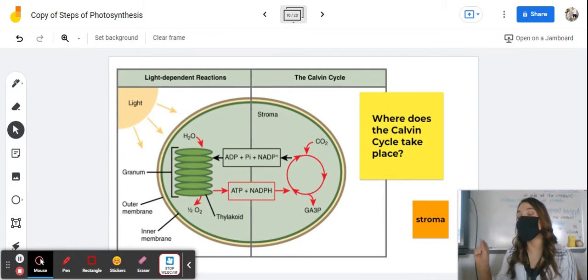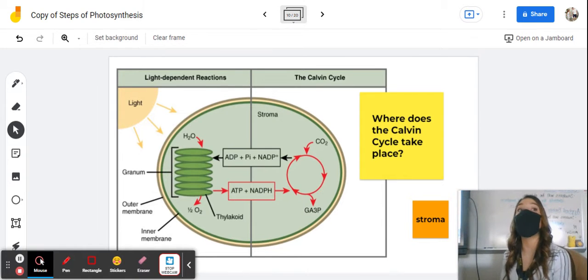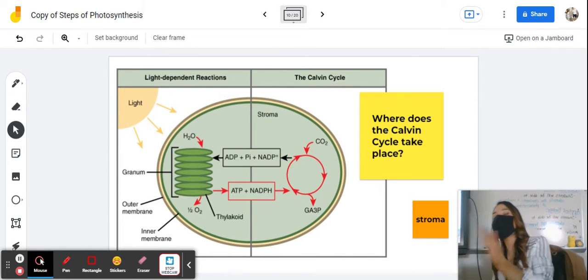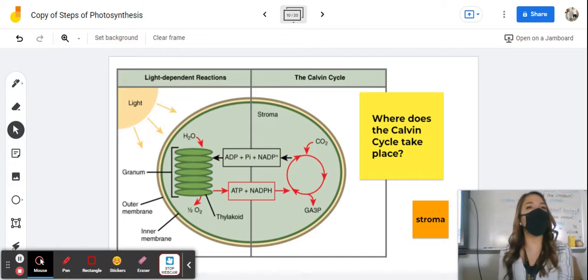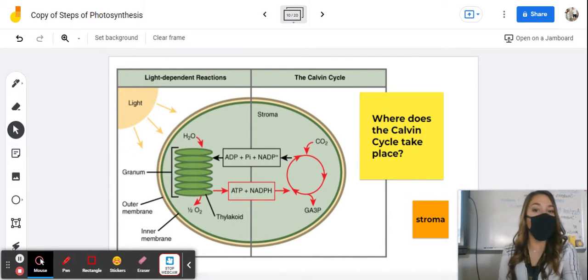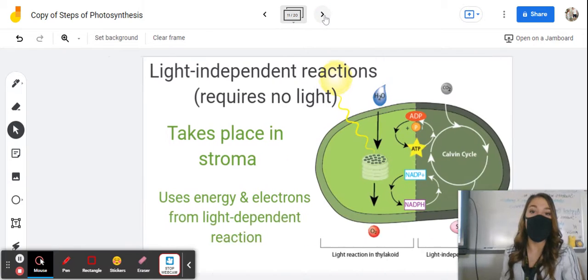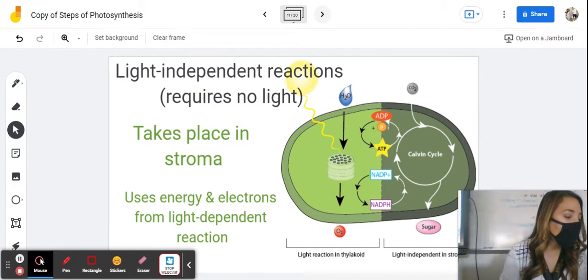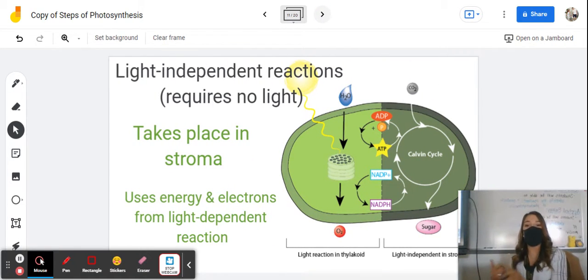This fluid is very different from the thylakoids in that it's missing something. Why is it not green? What doesn't it have? No chlorophyll. And if it doesn't have chlorophyll, what can't it do? It can't absorb light. That's why they call it the dark reactions or light independent. We don't have chlorophyll. We can't absorb light. Everybody go to slide 11. So again, 3 different names for the exact same thing. Light independent reactions. Requires no light. We're in the stroma.